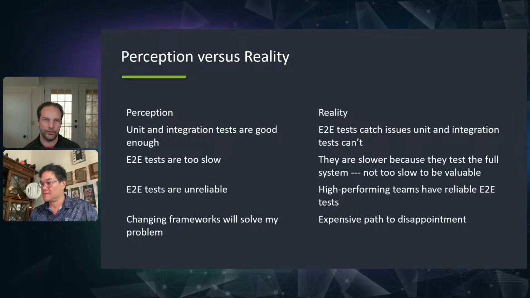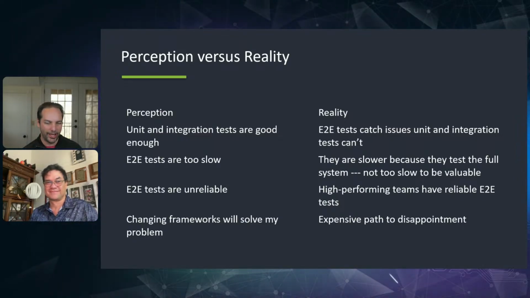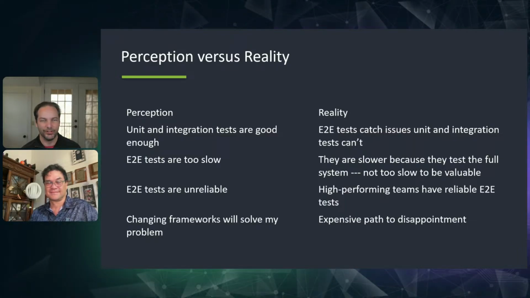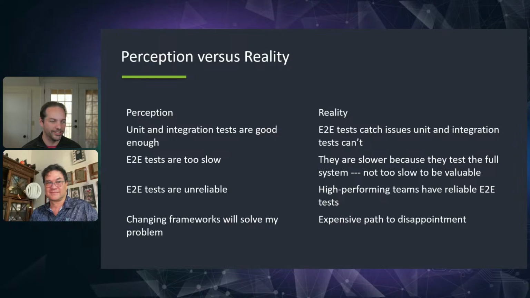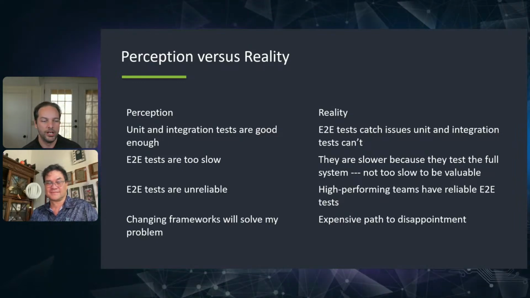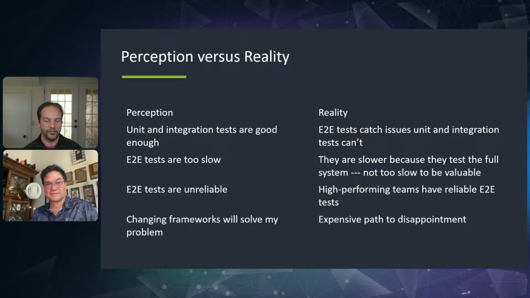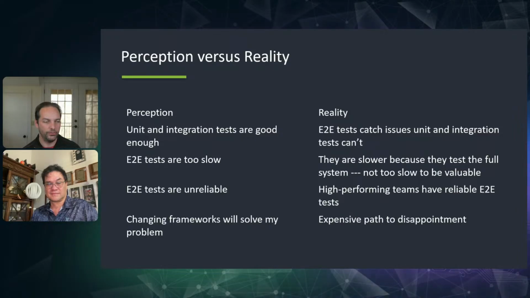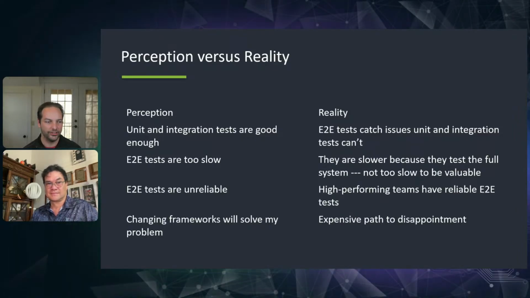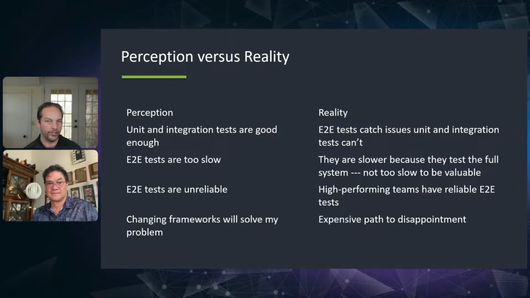And then we've also heard that changing the framework will solve your problem. At first it was, well, we all need to move to Selenium. And then after we all moved to Selenium, it was, well, maybe we all need to move to Cypress. And now a lot of the people who moved to Cypress are saying, well, maybe I need to move to Playwright. If you implement the same tests in different frameworks, it's an expensive path to disappointment. It might take you 6 months, a year, 2 years to migrate all of your tests over, but you need to investigate why those tests are flaky to begin with.